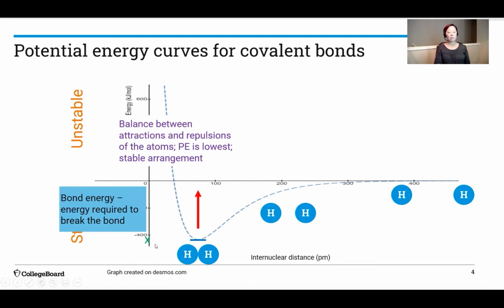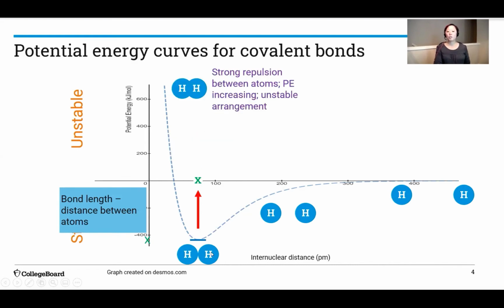So how can this energy be negative? That's because remember that this diagram is about bond formation, so the bond energy would be the same value, but with the opposite sign. If I look on the x-axis now, this is the distance, and so this represents the bond length between my 2 hydrogens. If the hydrogen atoms come even closer together, then the atoms start to feel strong repulsive forces between them. The potential energy is now greater than 0, and this would be an unstable arrangement.